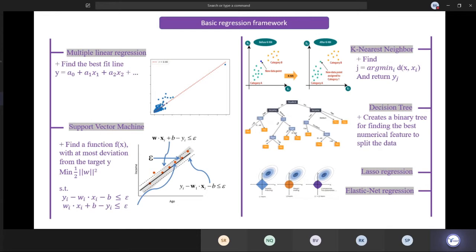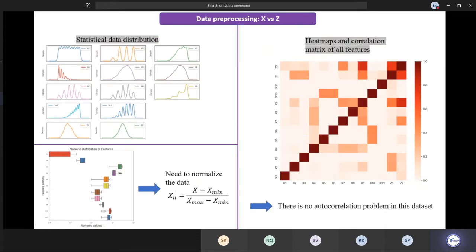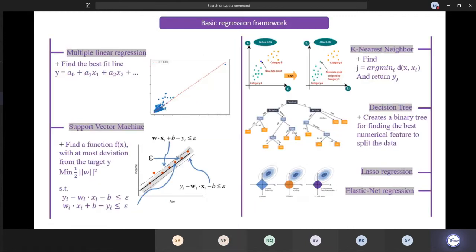The one below is a decision tree. This method creates a binary tree for finding the best numerical feature to split the data. More trees mean more accuracy, mostly. The last is also an elastic net. Nowadays we still have some really good regression methods, which are the boosting methods, like gradient boosting, the most used method nowadays, XGBoost, the extreme gradient boosting, or even artificial intelligence. Artificial neural network is still okay, but we will consider it in our future study.